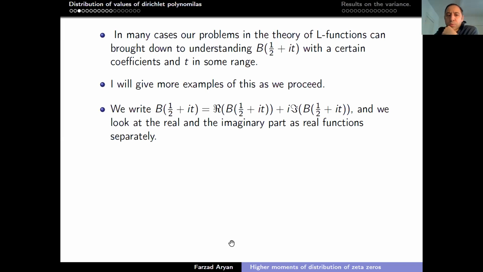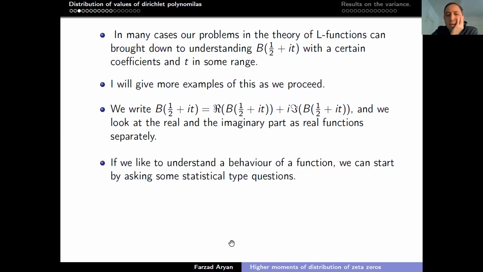So what I'm going to do is separate the real part and the imaginary part of this Dirichlet polynomial. We look at them separately first. Now I have a real part and an imaginary part, and so basically real functions. If I want to understand the behavior of a real function I have, what we usually do is ask some statistical questions.